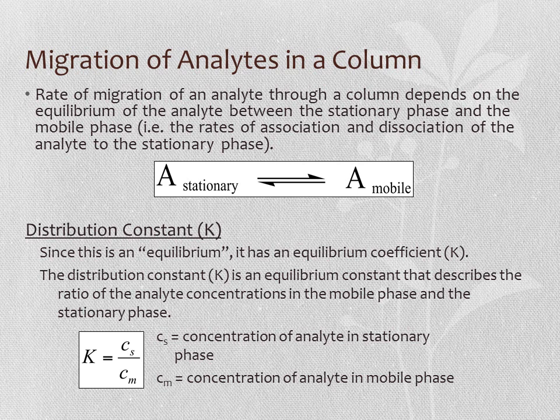Because this is an equilibrium, we of course have to have an equilibrium constant, a coefficient, and we call this the distribution constant. Now that is a big K, not to be confused with the future k, which will be little, but we haven't gotten to yet. So it has to do with concentration of analyte in stationary phase divided by concentration of analyte in mobile phase.